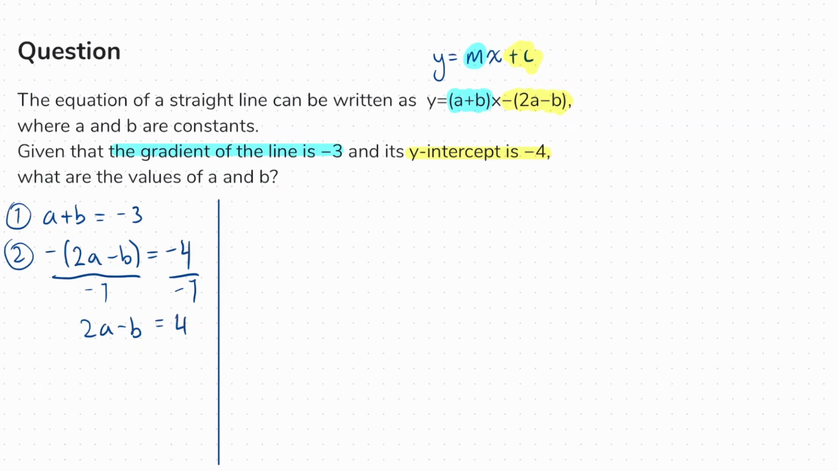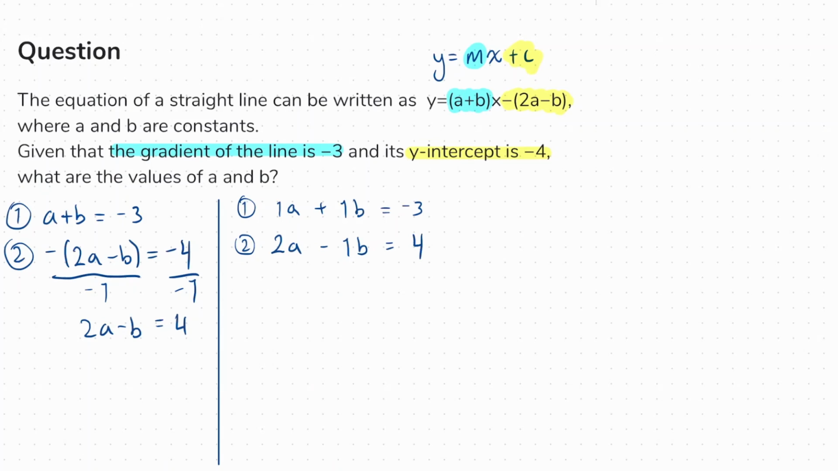So there are two ways of solving this simultaneous equation. You can either solve it with elimination, or you can solve it with substitution. I'm going to solve it using elimination, and then if you would like, you can try to solve it using substitution yourself. So I'm going to stack these on top of each other. Our first equation, 1, is 1a plus 1b equals -3. Number 2 is 2a minus 1b equals 4.